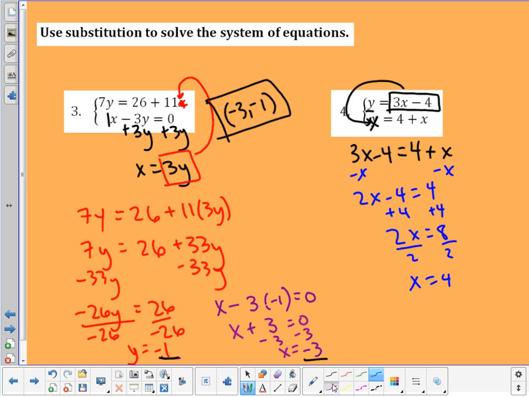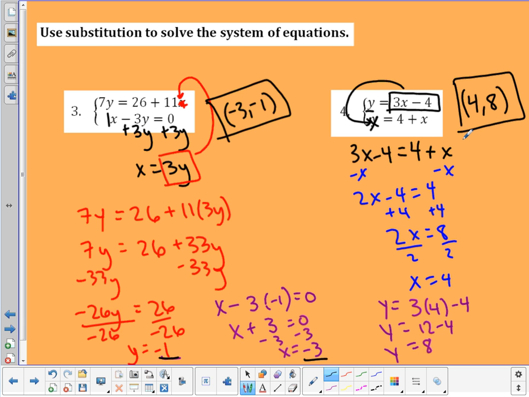Plugging that in to get the other part of the solution, I'll just use the top equation. y is equal to 3 times 4 minus 4. That's y is equal to 12 minus 4, or y is equal to 8. So my solution to this system is the point (4, 8).